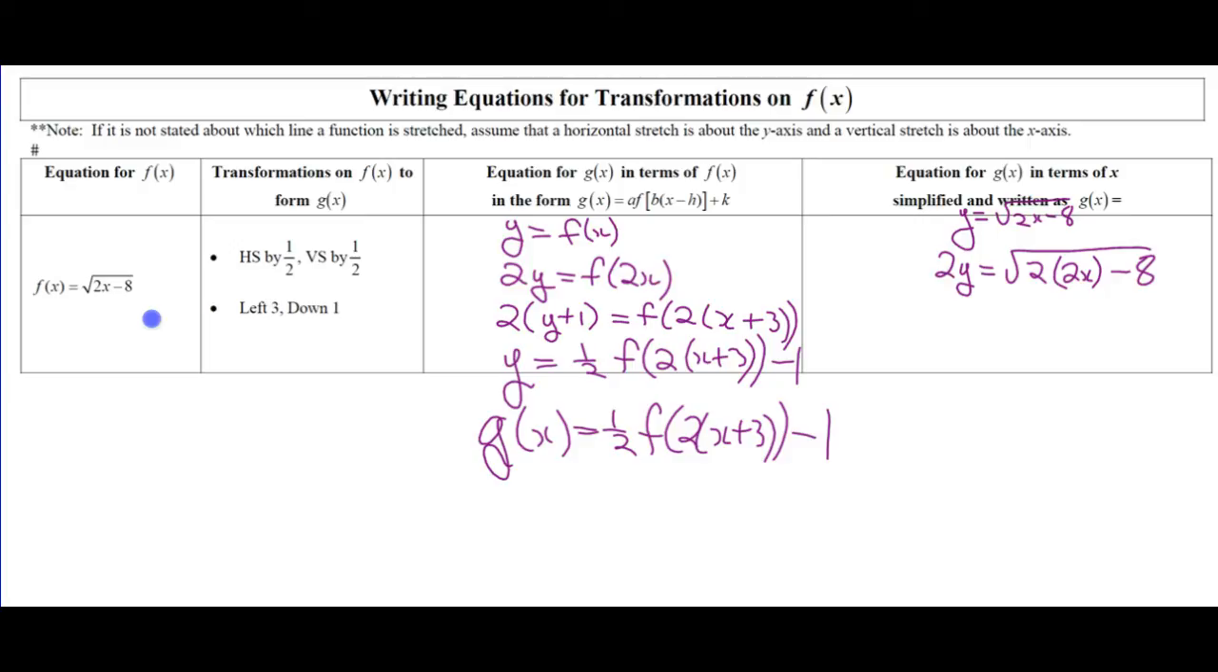So, now left 3 and down 1. So let's do the down 1. 2 bracket, where I see y, I write y plus 1. It's equal to the root of, okay, that's a 4. Let's just call it a 4. Okay, now what do I write? X plus 3. Okay, I want to move left 3. Where I see an x, I write x plus 3. And then we got the minus 8.